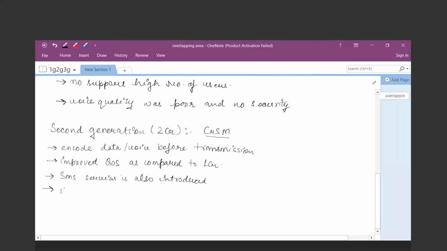And the basic theme is that it utilized CDMA for channel allocation. And in the later research on 2G, data services were also included, such that users can utilize the internet. But it was not so successful over the 2G system. But yes, the initiation started from the launching of GSM.